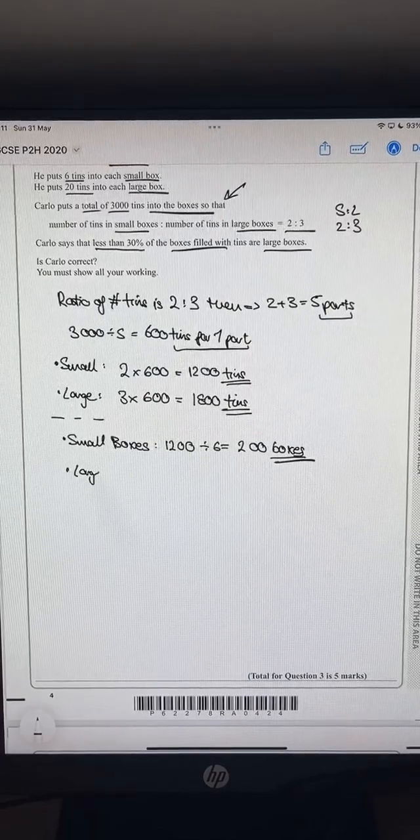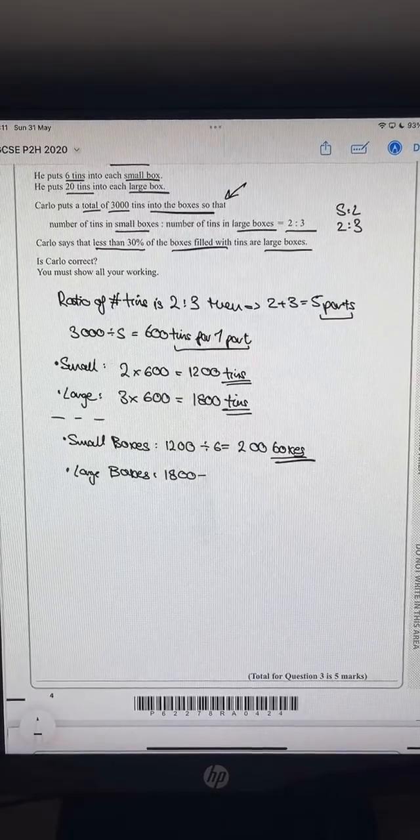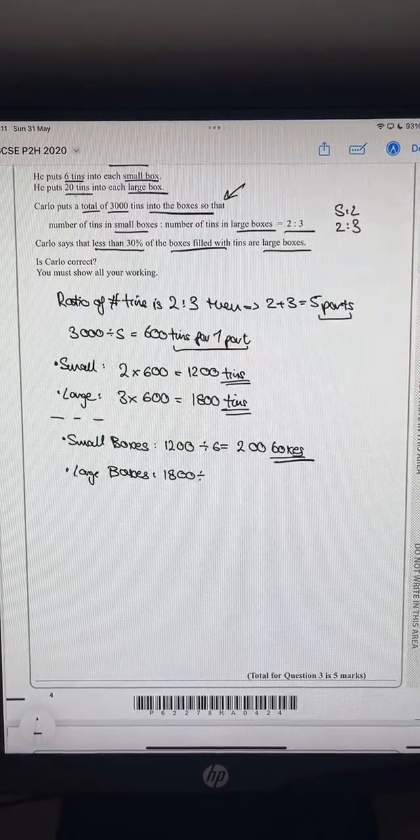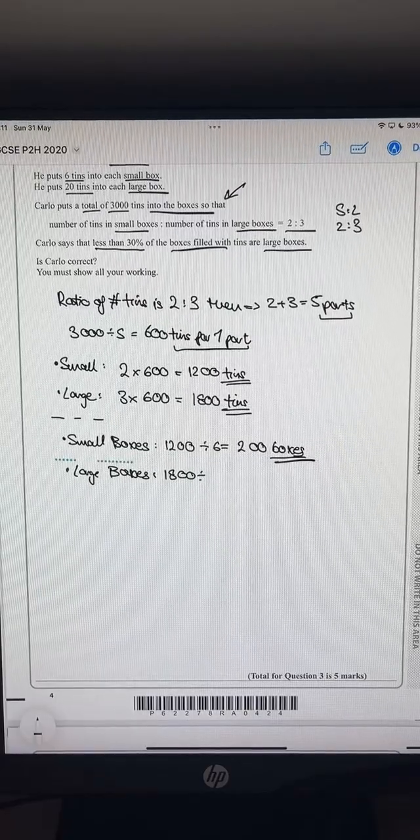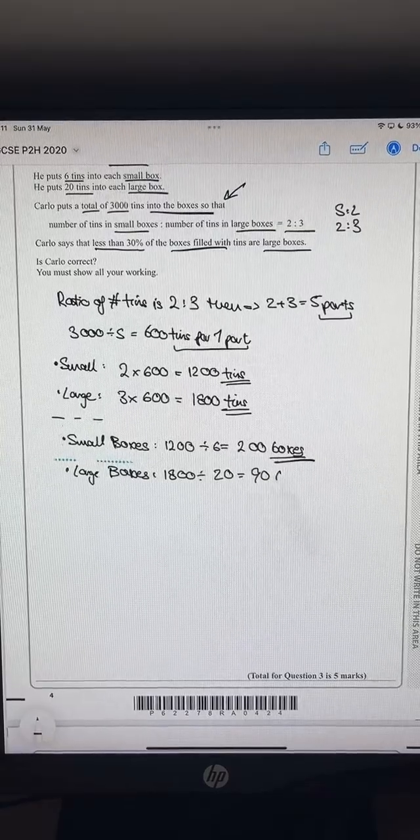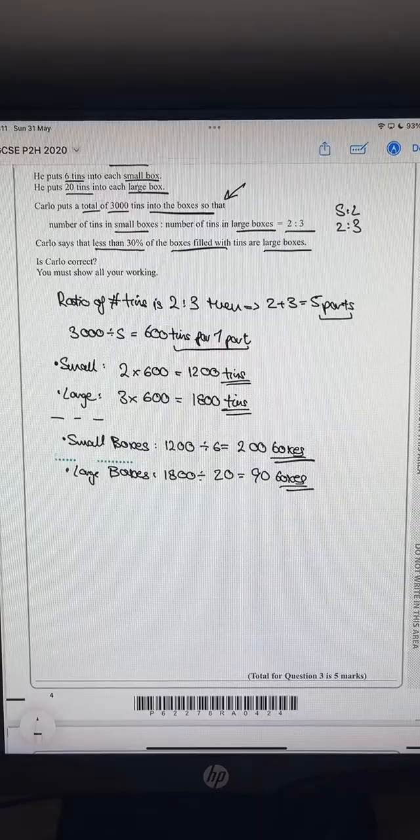I do exactly the same for my large boxes. I have 1,800 tins, and how many tins can fit into one large box? Up here it says 20. So I do 1,800 divided by 20, and I get 90 boxes. Okay, cool. So now I know exactly how many boxes of each I have.